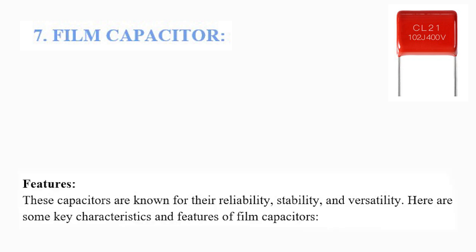Features for film capacitor. Film capacitors are known for their reliability, stability, and versatility. Film capacitors use special types of dielectric materials such as polyester, which improve their electrical properties. They have high insulating resistance. Film capacitors have very high insulating resistance, minimizing leakage current and energy losses. They are quite stable over a wide range of temperatures, maintaining capacitance value even in varying conditions.